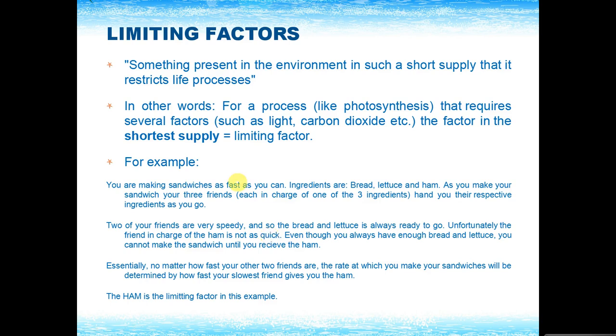Unfortunately, the friend that is in charge of the ham is not as quick. So even though you always have enough bread and lettuce to make the sandwich, you can't make the sandwich without receiving the ham. Essentially, no matter how fast the other two friends are, the rate at which you make your sandwiches will be determined by how fast your slowest friend gives you the ham. So in this case, the ham is the limiting factor.